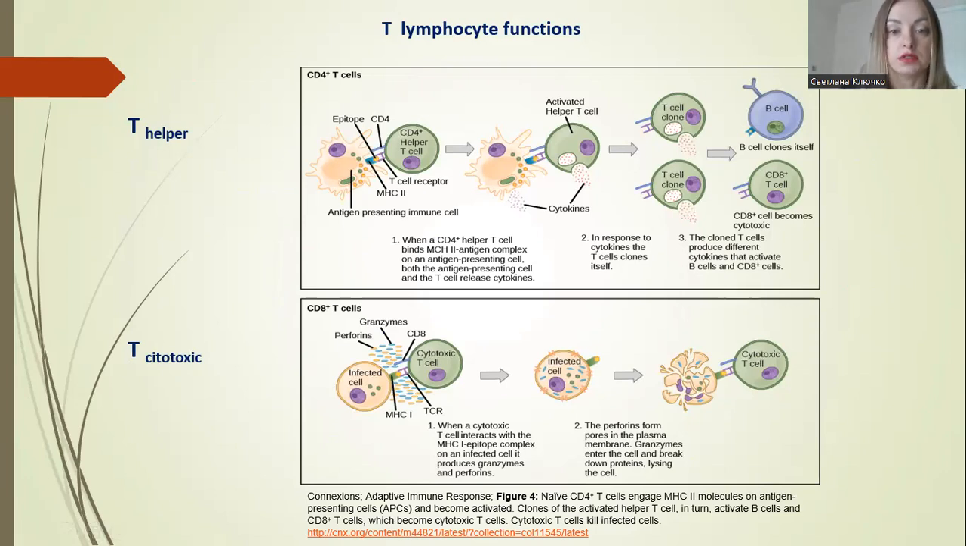CD4 positive T cells. When a CD4 helper T cell binds the major histocompatibility complex 2 and antigen complex on an antigen presenting cell, both the antigen presenting cell and the T cell release cytokines. Next, in response to cytokines, the T cell clones itself. The cloned T cell produces different cytokines that activate B cells and CD8 positive cells.